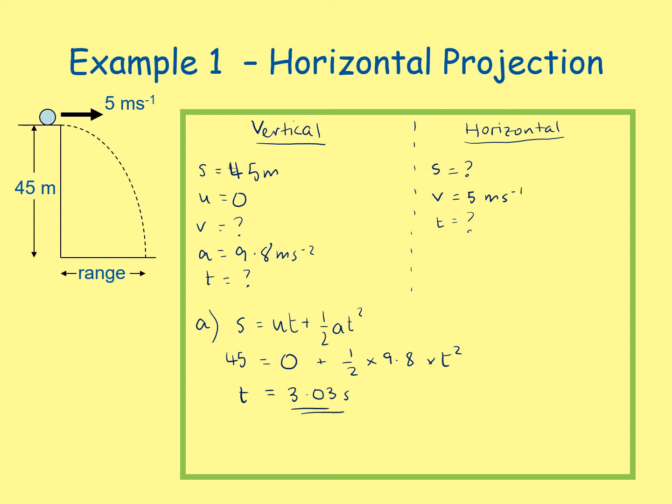We can now add this onto what we know. So we've got 3.03 seconds here and on our horizontal, because for both vertical and horizontal, the time will be the same. Part B was asking us to work out the range, so this is the horizontal distance. Because we now have the horizontal time, we can use speed distance time to work out this distance. So s equals vt, s equals 5 times 3.03, and so we get a final range of 15.2 meters.